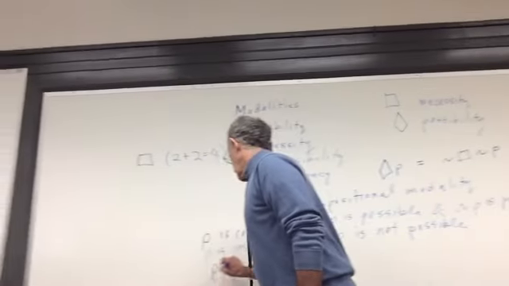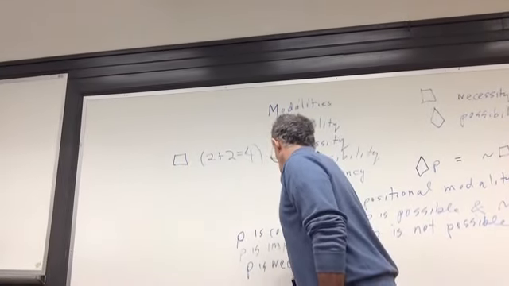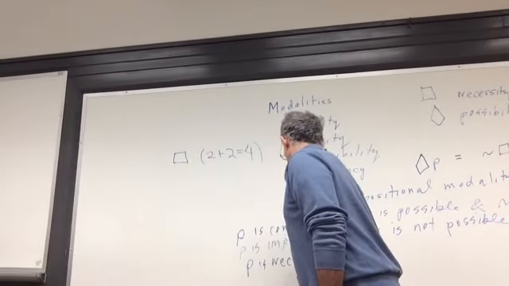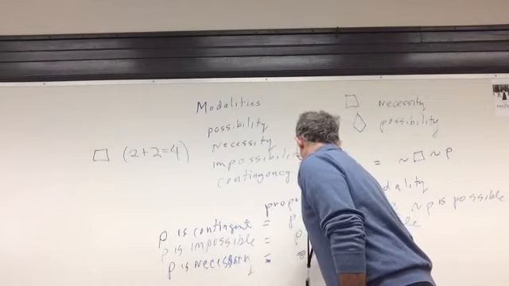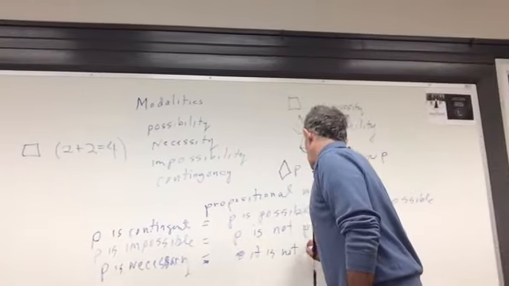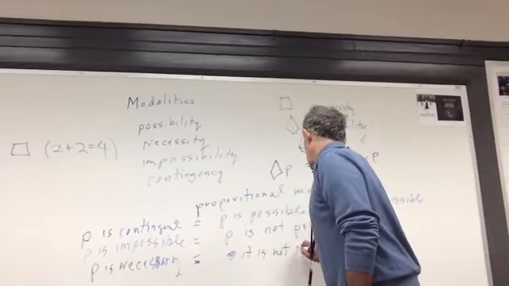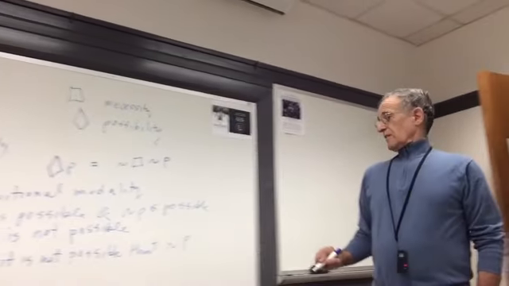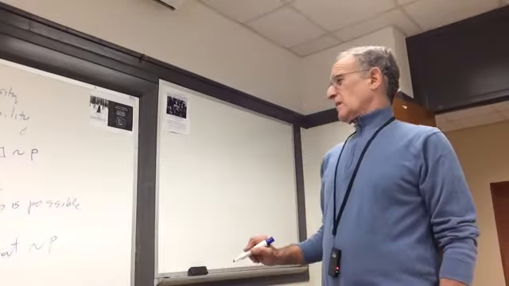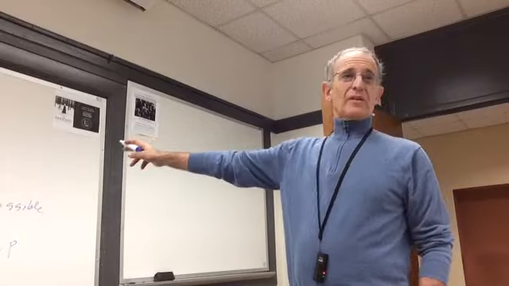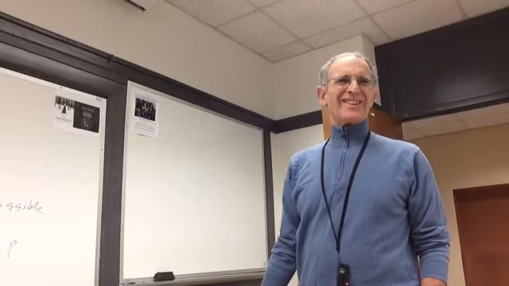P is necessary, you already said what that was, right? No, we said what P is possible. So P is necessary is it's not possible that P is false. Right, and P is possible is it's not necessary that P is false. Right, we already have that one.